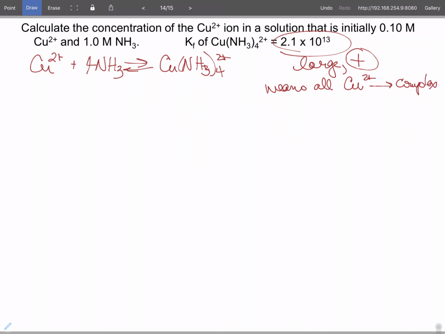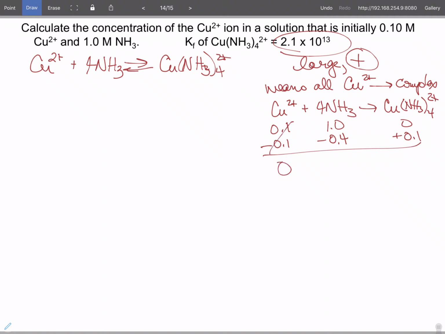So, if we look at it, if all of our copper for ammonia goes to the complex, I'm going to write this out as opposed to just verbally say it. So what happens is we're going to start with 0.1 and 1 and 0. So it's all going to go. So we're going to lose all of this, which means we're going to have to lose 4 times that, which is 0.4. And we're going to gain 0.1. So we're left with 0 here, 0.6, and 0.1.